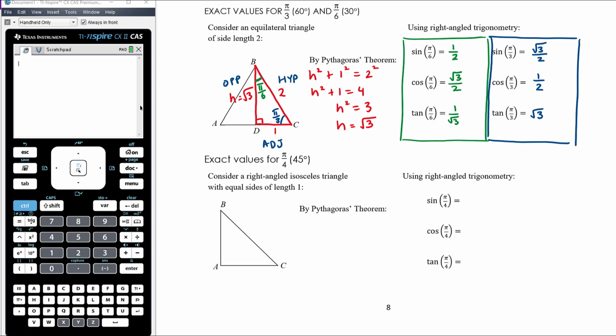You can confirm any of those values using your CAS. If I were to type in sine of pi on 6, it is indeed 1/2. If I were to type in tan of pi on 3, it certainly is √3. Interestingly, I just want to show you tan of pi on 6, because there are two different ways we could write that answer. The CAS tells us it's √3 on 3. Using my triangles, I tend to give that value as 1 on √3. It's perfectly correct to give it as 1 on √3.